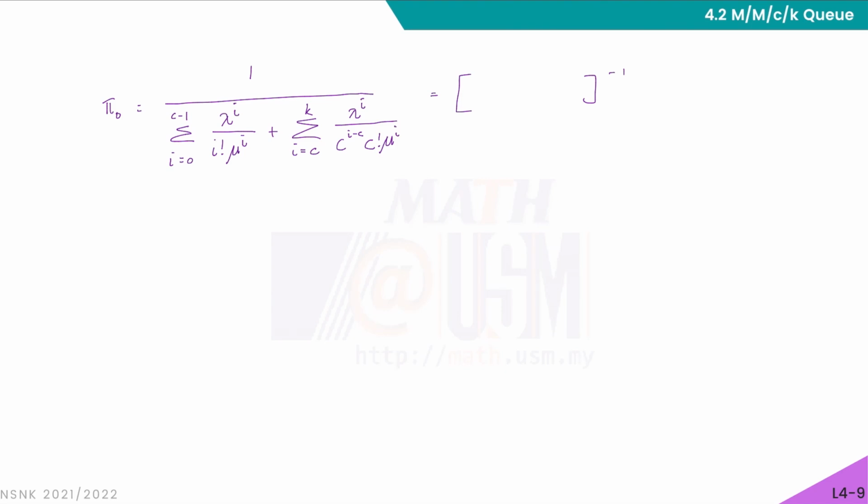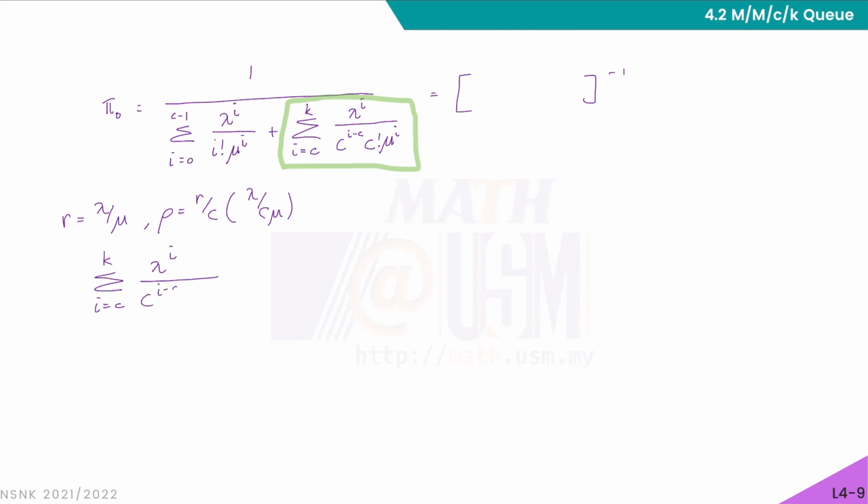Next, in order for us to simplify, let us denote R equals lambda over mu, which gives us rho equals R over C, or equivalently lambda over C mu. So we're going to consider the second summation here. We're going to simplify this term: the summation of i equals C until K for lambda to the power of i over C to the power of i minus C times C factorial mu to the power of i.